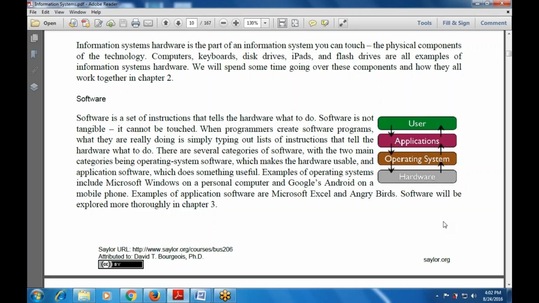Now, examples of the operating system include Microsoft Windows on a personal computer and Google's Android on a mobile phone. And when you talk about examples of application software, there is Microsoft Excel. And when you talk about system software, the best example is the operating system, which is common to each and every one.